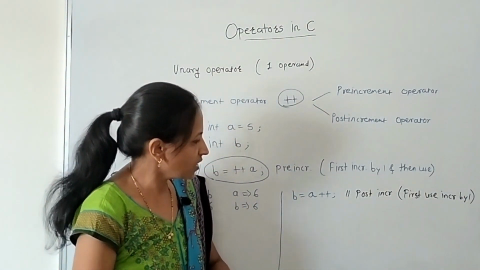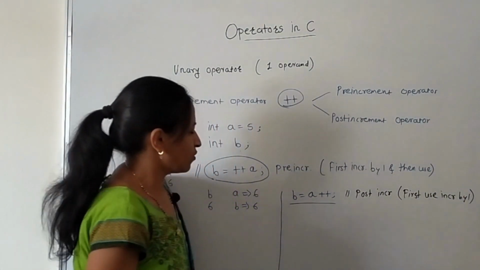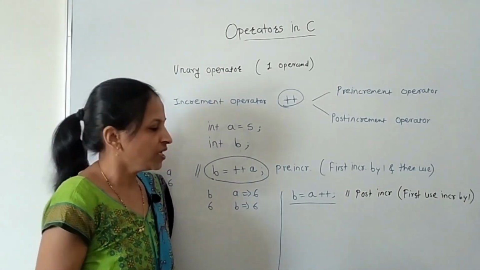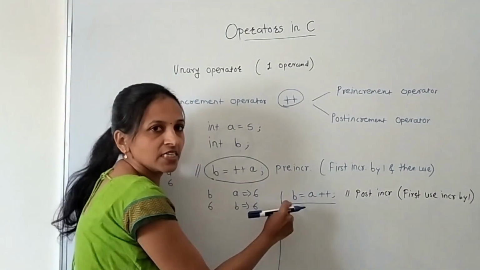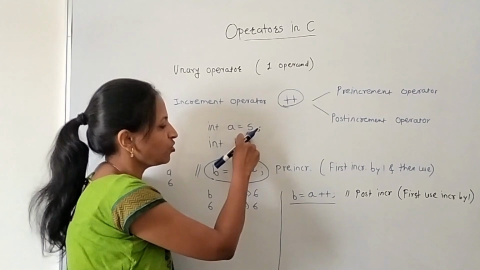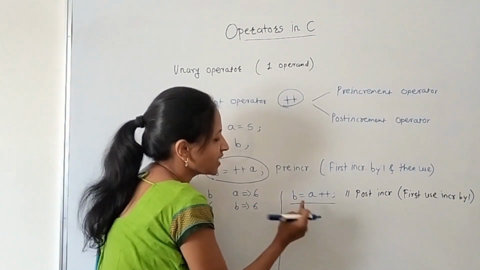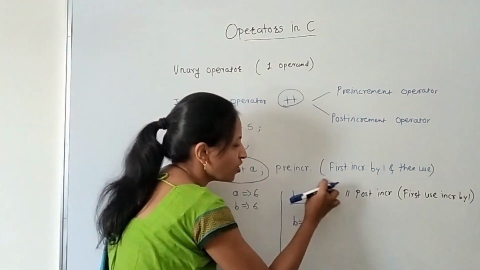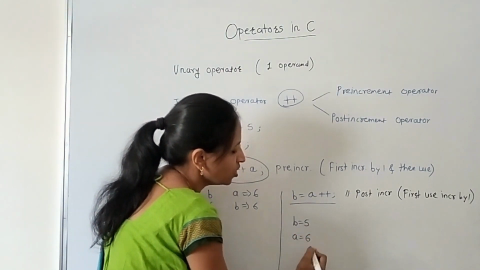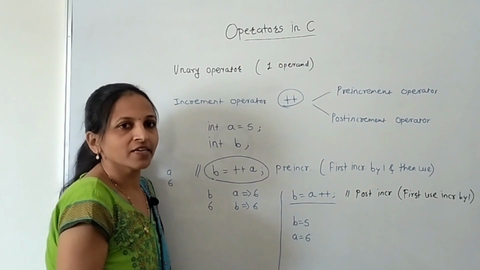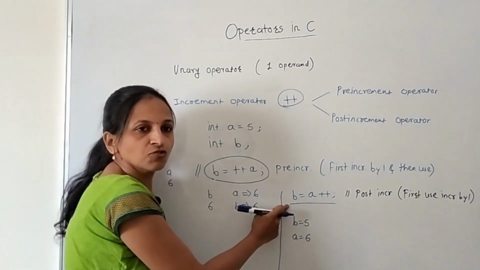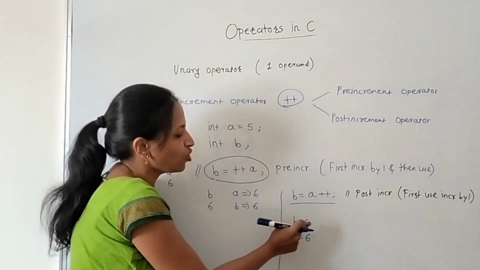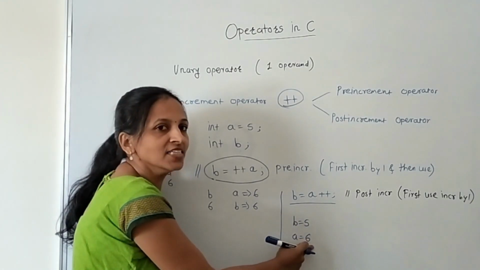Okay, now see, after execution of this one, what is the value of a and b? See, first the value of a will get assigned to b. What is the initial value? 5. Then that value will get assigned to b, means b will be 5, and after that the value of a will get changed to 6 because it is incremented by 1. That's why after execution of this statement we will get the value of b as 5 and a as 6.